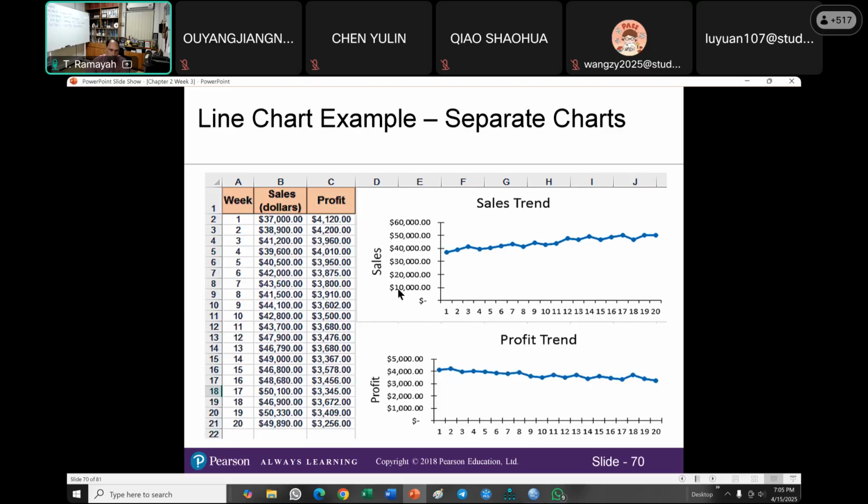And then on the vertical axis, we have the profit and sales. So if you look at these two tables, the sales trend looks like it is going up, and the profit trend is very straight. Why it looks very straight is because of the scaling that you use.